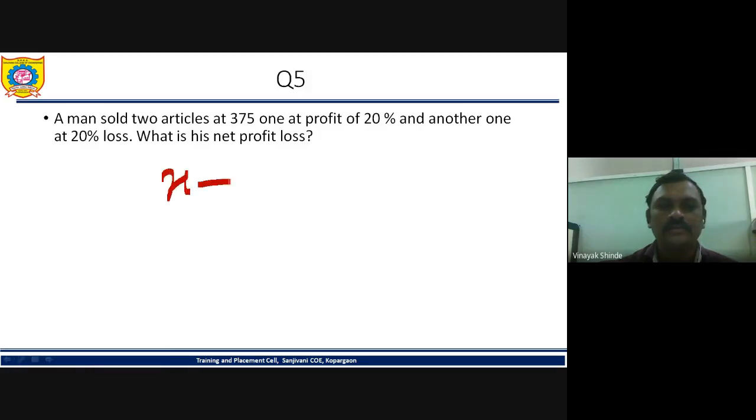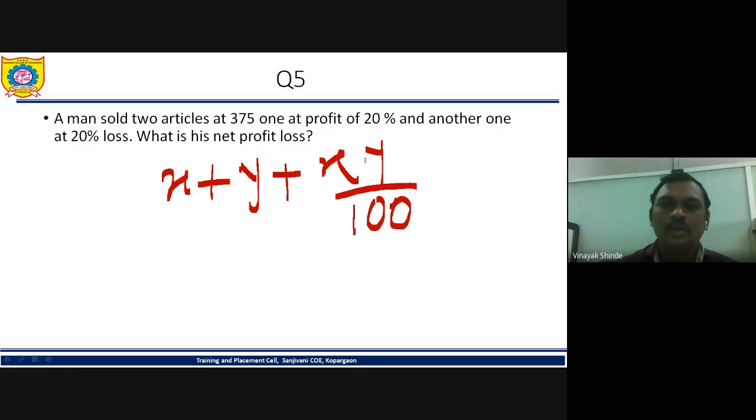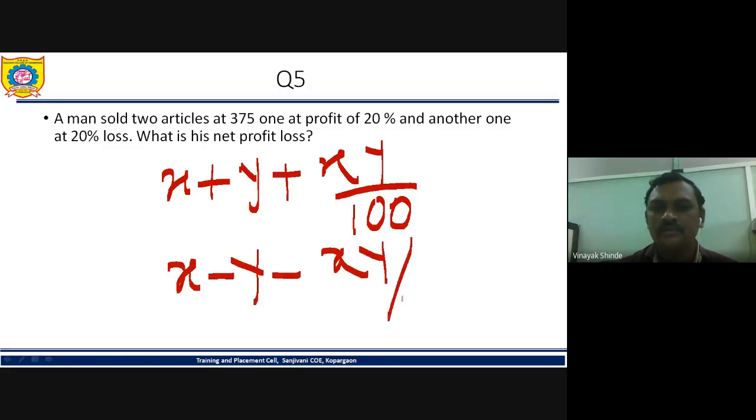So x plus y is the basic formula, plus xy by 100. But as loss is there, it is minus. So it is x minus y minus xy by 100. Here you can check: x is 20, y is 20. So 20 minus 20 minus 20 into 20 by 100. So the answer is 4. Actually, understanding is very important rather than solving n number of examples.